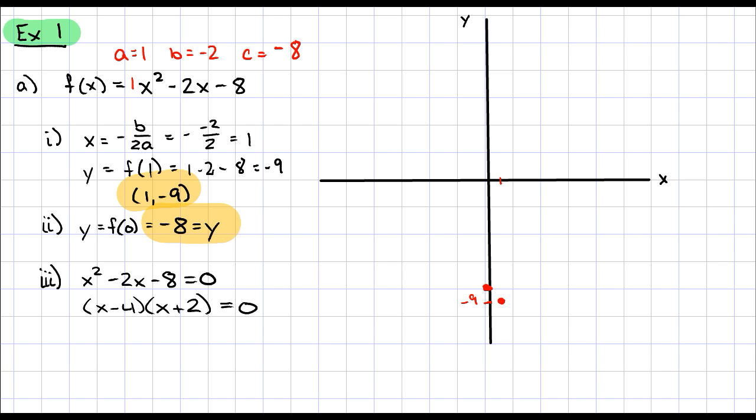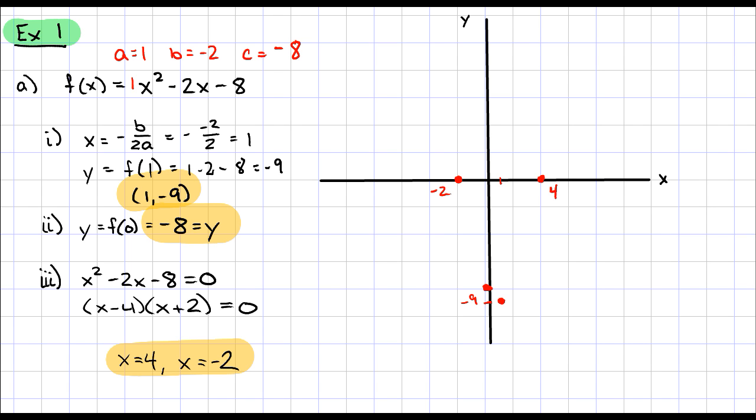But anyway, once we've factored this, we see that this equation has solutions when x is equal to 4 or x is equal to minus 2. Those are the values that make that previous equation equal to 0, and hence these are our x-intercepts. So sketching those in, x equals minus 2 would be right here, and then x equals 4 would be over here.